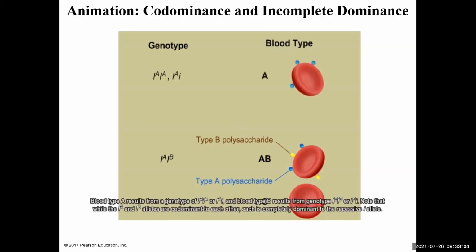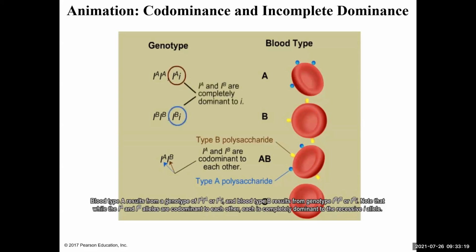Blood type A results from a genotype of IAIA or IA little i, and blood type B results from genotype IBIB or IB little i. Note that while the IA and IB alleles are codominant to each other, each is completely dominant to the recessive little i allele.